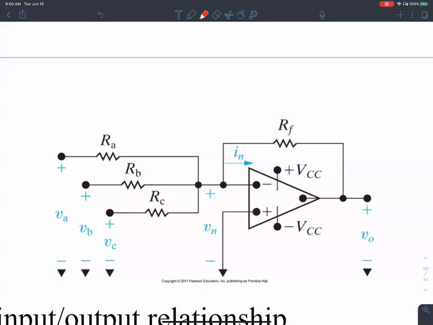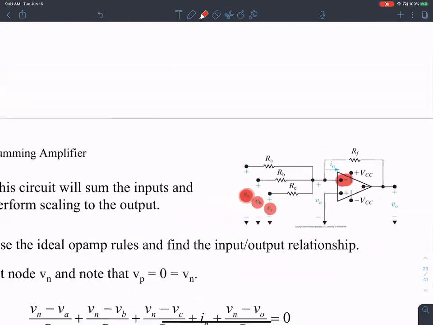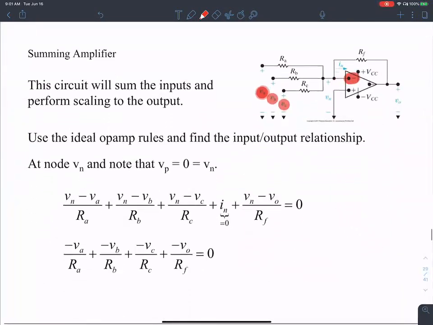I believe it will be inverting because it's on the negative terminal. Correct. The inputs, which are VA, VB, and VC, the input signals, look where they are applied. They're applied to the negative terminal. So the output should really be an inverse or a negative of the input.